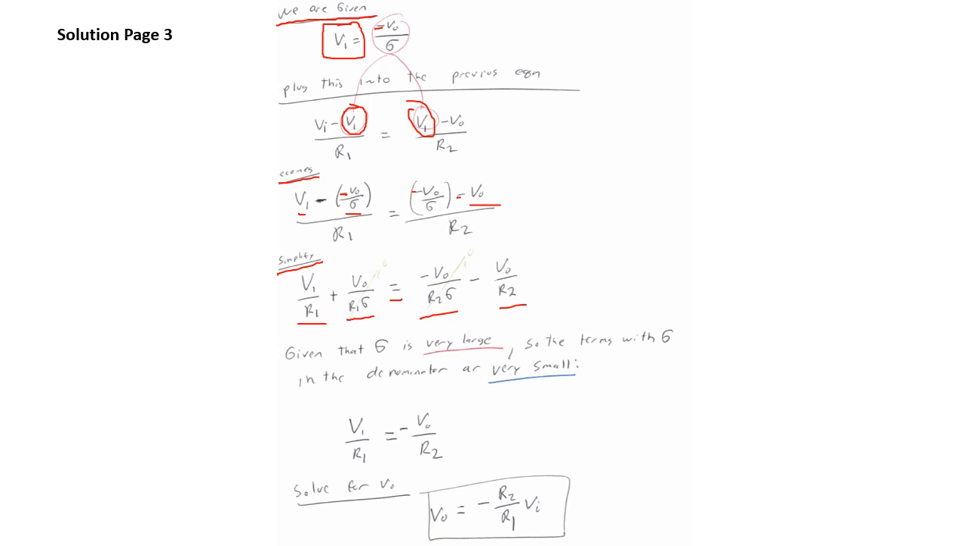Back to our givens, the fact that G is very large. If we have a very large term in our denominator, that makes the fraction very small. By very small, I mean we're eliminating it. G going to infinity makes these terms go to 0, right there and right there. This simplifies to the relationship where VI over R1 is equal to negative V out over R2. We can rearrange that and solve for V out: V out is equal to negative R2 over R1 times VI.